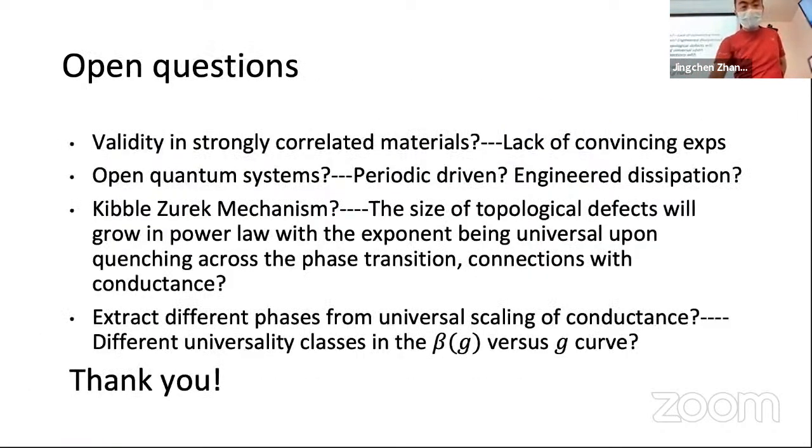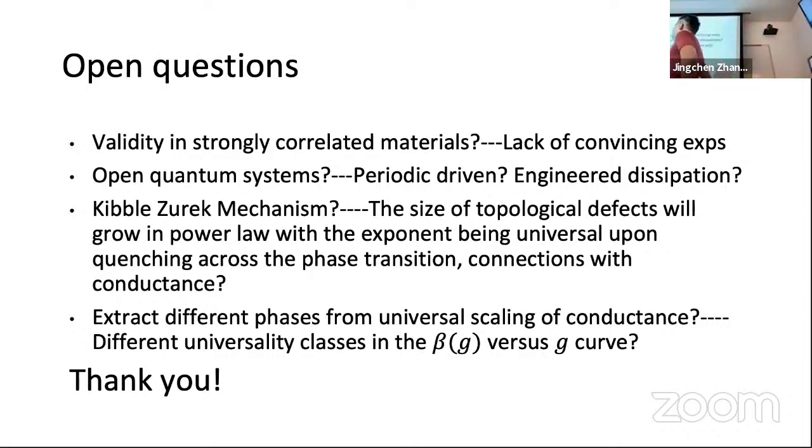All right. So at last, I want to discuss some open questions. In my opinion, it is a very beautiful theory of the universal scaling of conductance. However, as I was doing the literature search, I kind of questioned the validity of this relation in strongly correlated materials. Maybe more experiments are needed to further verify this relation.